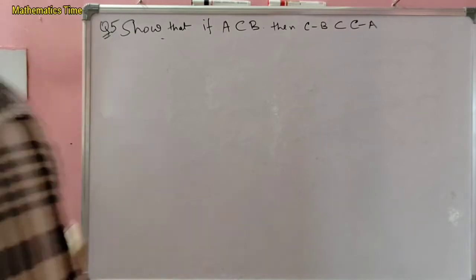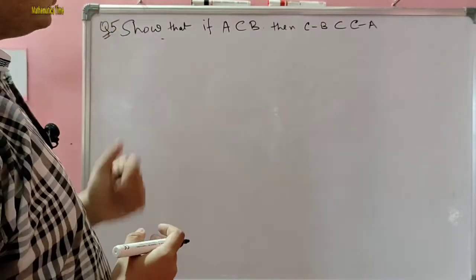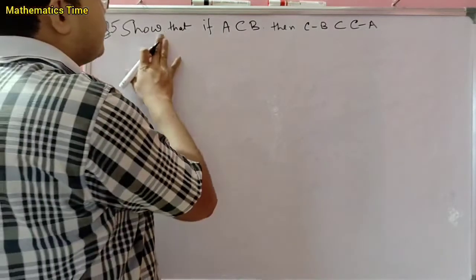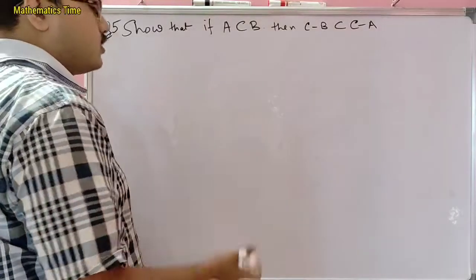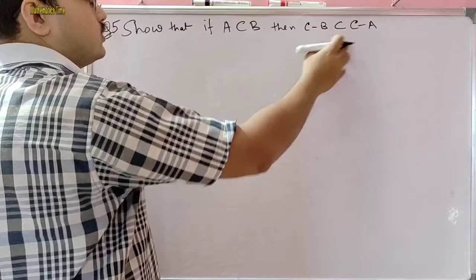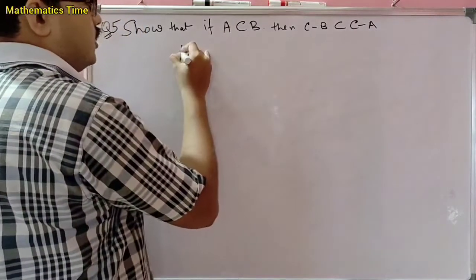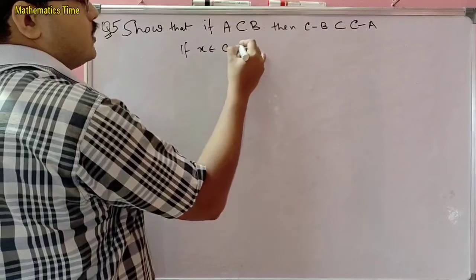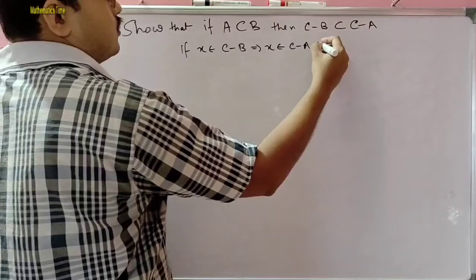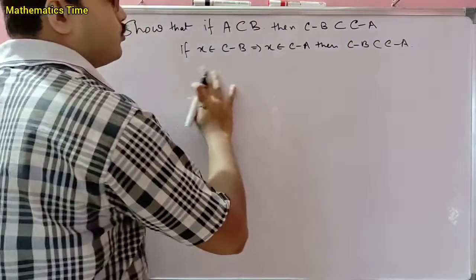So our next problem is question number 5: if A is a subset of B, then C minus B is a subset of C minus A. From the previous problem, we know the definition of subset. Okay. So what do we have to show to prove this? What is the plan to execute this problem? If x belongs to C minus B implies x belongs to C minus A, then C minus B is a subset of C minus A. We have to show this.